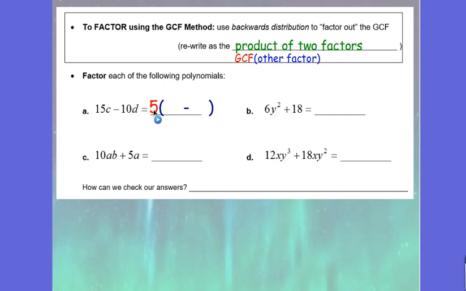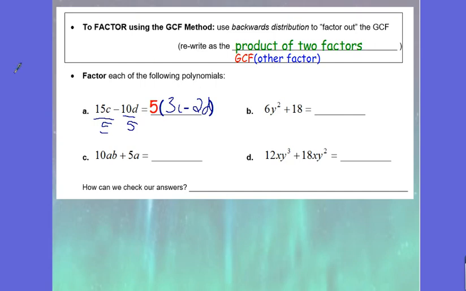So I start out by saying, okay, 5 must have been on the outside. 5 is my GCF. Now the other factor is whatever it takes to have 5 times something turn into 15c. So to figure it out, instead of multiplying by 5, I could divide by 5 and see what would have been there before. So that would leave 3c must have been the first term, and then 2d was the second term. I can check by taking 5 times 3c, and that's 15c, and 5 times 2d is negative 10d.